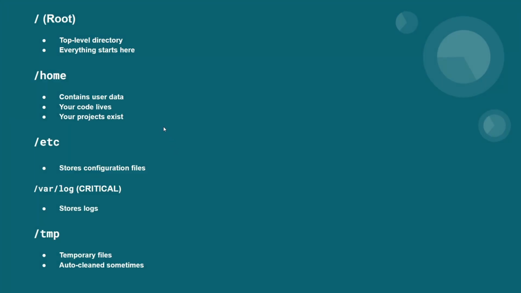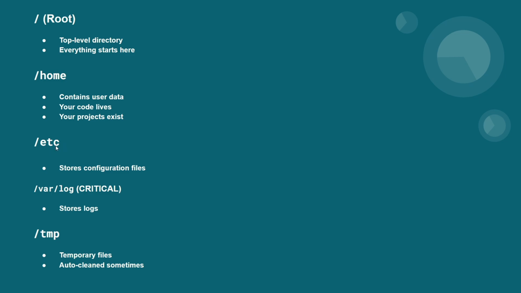So let's take a brief introduction to each of the folders. This is the root folder. This is the top level directory and everything starts here. Under this, everything will reside. We can't go above this root folder. Then we have the home folder. It contains user data. Our project or code will stay in this home folder.